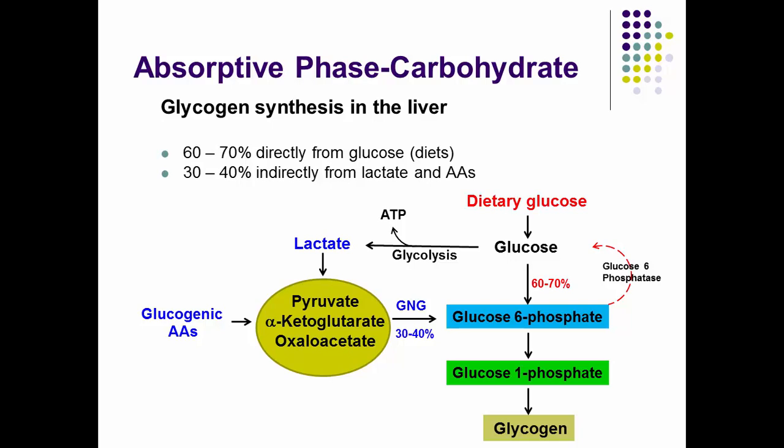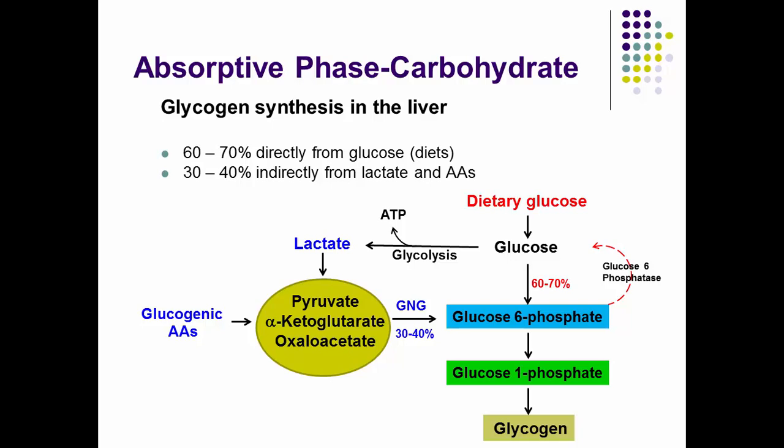But amino acids, our diet also contains amino acids, right? So we also digest protein and absorb amino acids. Lots of amino acids will also be used as precursors of glucose, again through the gluconeogenic pathway to make glycogen. So this whole diagram gives us a better picture.